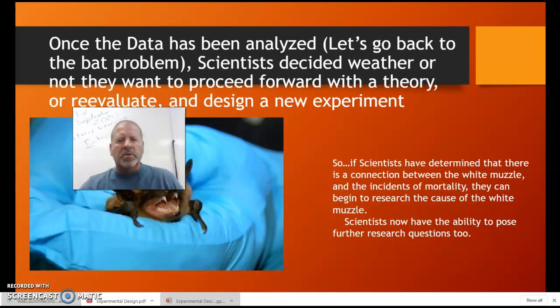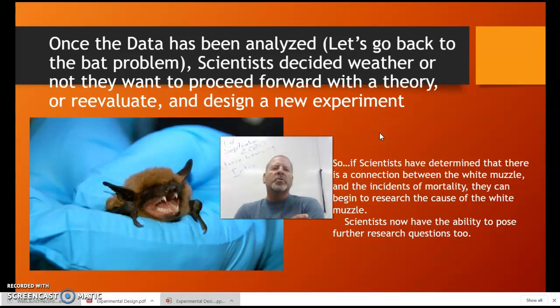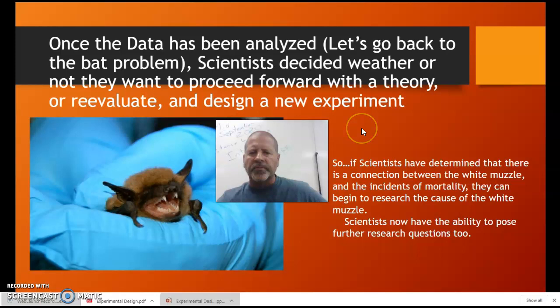Okay. So let's say we've done our experiment, we've presented our data. Once the data has been analyzed, let's go back to the bat problem here. Let's talk about bats again. Scientists decide whether or not they want to proceed forward with a theory, or do they want to reevaluate, design a new experiment. So sometimes they'll do an experiment and it won't exactly result in a theory. There's still some cloudiness. So if scientists have determined that there's a connection between the white muzzle on bats and the incidence of mortality, then they can begin to research the cause of the white muzzle.